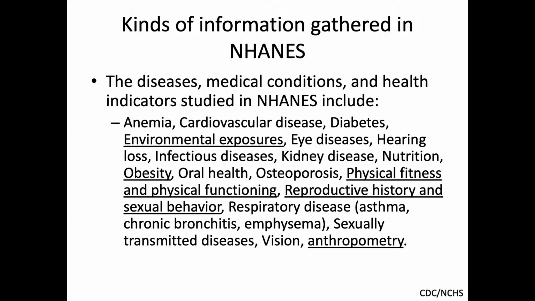The kind of information gathered in NHANES. So some of the diseases, medical conditions, and health indicators included are things like anemia, cardiovascular disease, diabetes, environmental exposures, obesity, physical fitness and physical functioning, reproductive history and sexual behavior, anthropometry, so measurement of height and weight, for example. So many different things. It's really a comprehensive survey.